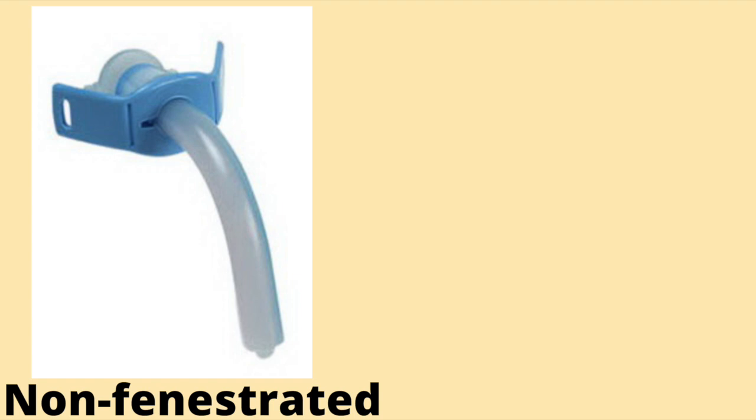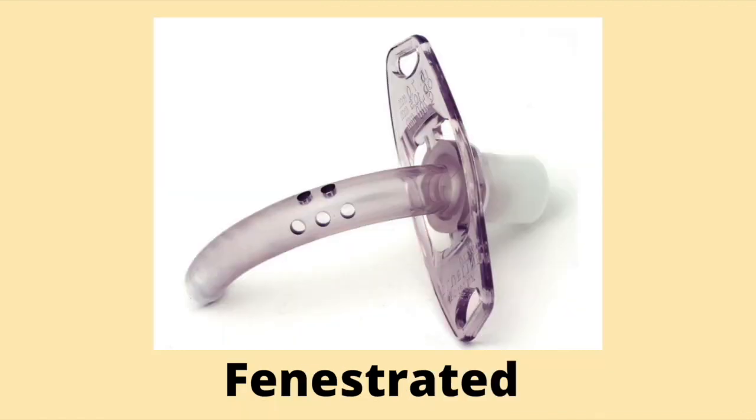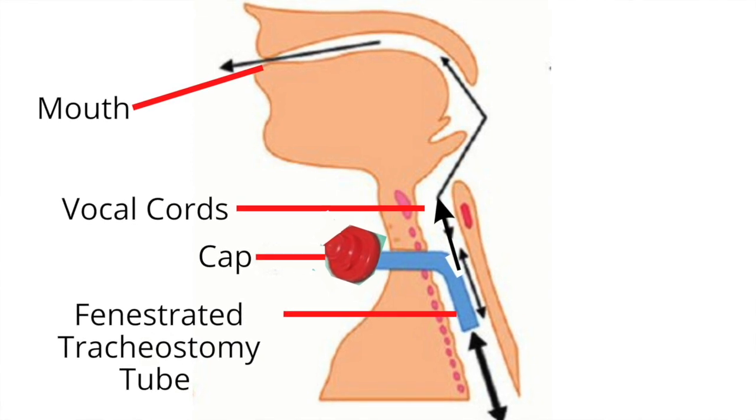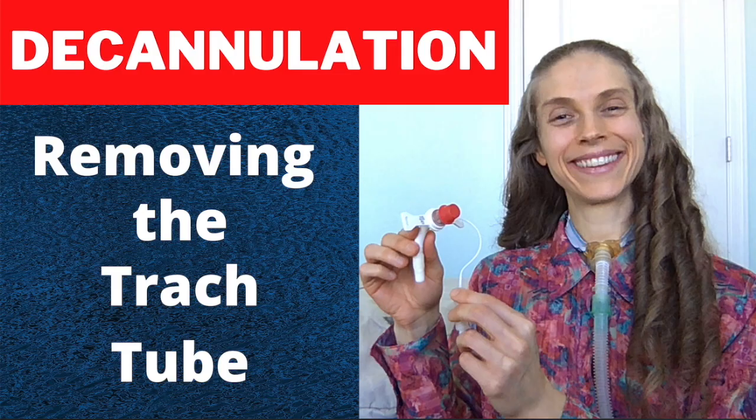Many patients are able to breathe and vocalize with non-fenestrated tracheostomy tubes. However, there may be times in which a patient may benefit from using a fenestrated tracheostomy tube. To prepare for decannulation, a cap is placed on the end of the tracheostomy tube. If a patient is unable to manage capping with a non-fenestrated tracheostomy tube, a fenestrated tracheostomy tube may be trialed. A fenestrated tracheostomy tube reduces the work of breathing by allowing air to more freely pass up the trachea and out the nose and mouth. For more information about decannulation, please see the video Decannulation, Removing the Tracheostomy Tube.